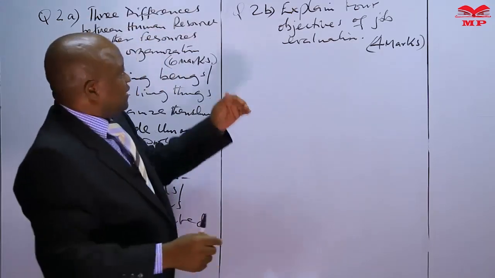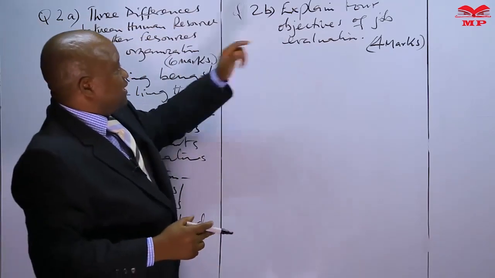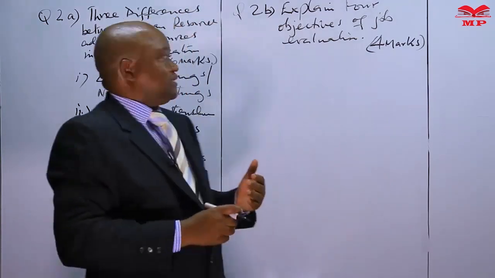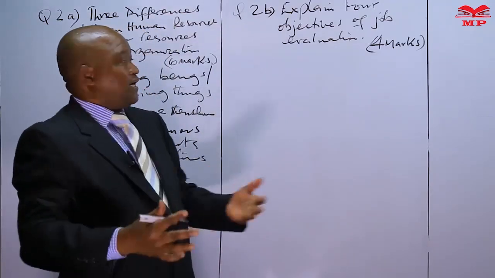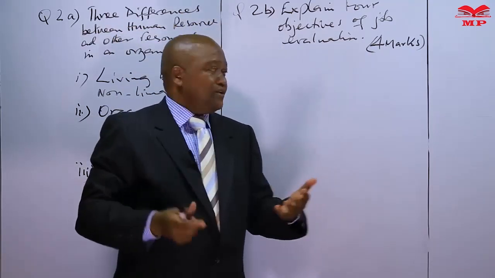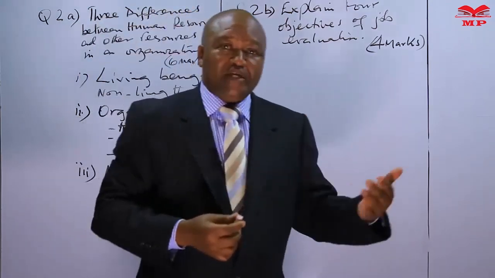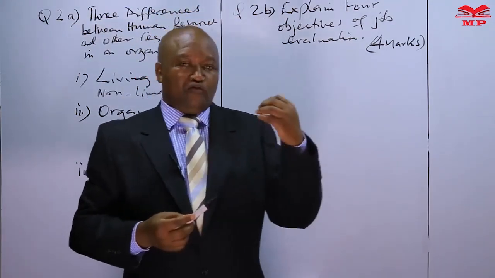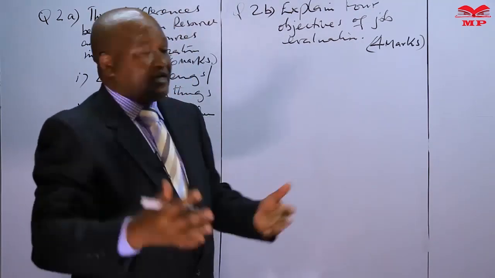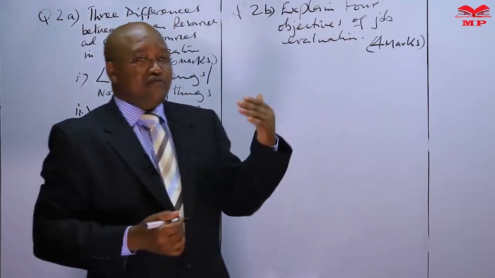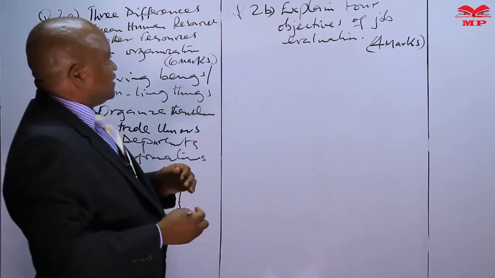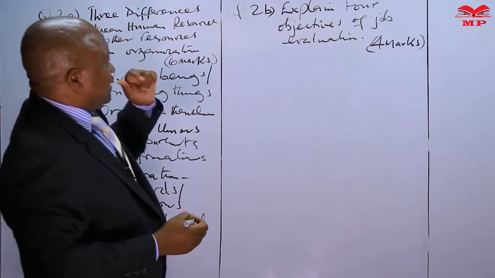Now, the examiner is asking the candidates to explain 4 objectives of job evaluation. But before we answer the question, we need to ask ourselves, what is job evaluation, before we come to the objectives of job evaluation? Job evaluation is a process in human resource management that is used to determine the relative worth or value of any given job in a hierarchy of jobs within an organization. And there are various techniques that might be used to find out the value or worth of a given job.